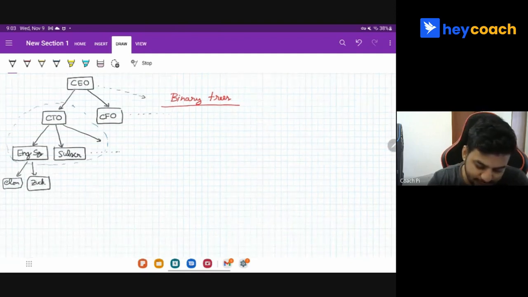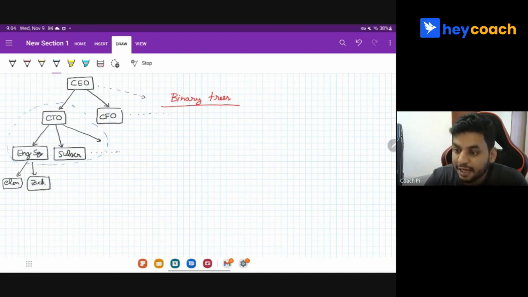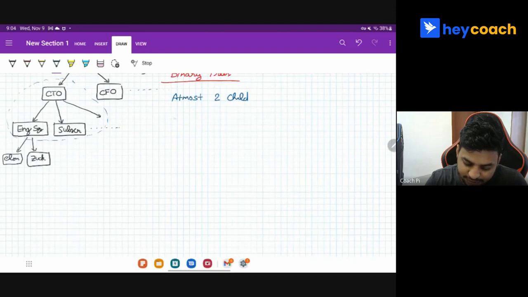So let us read that. In a binary tree, what will happen is every parent will have at most two children. Every parent will have at most two children. Let's write it down: at most two children. Let me give you an example. So what do you think? Is this a binary tree? I will draw more examples here. Meanwhile, you all think about whether it's a binary tree or not.